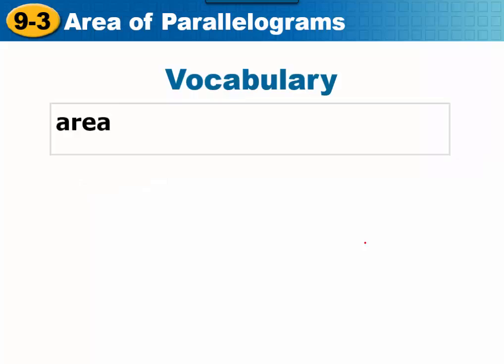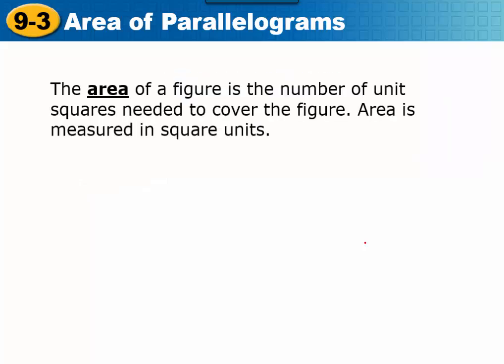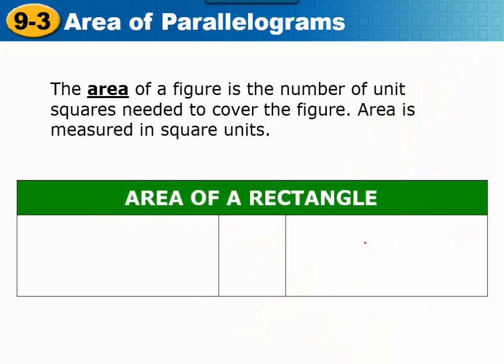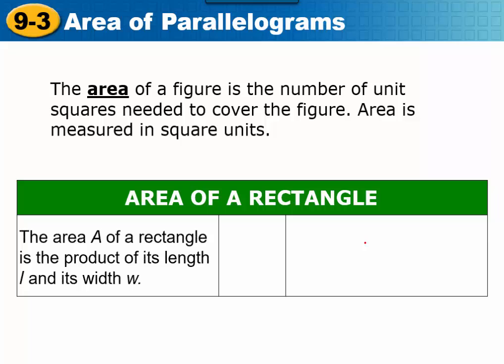So let's first off define area. What is it? Well, area of a figure is the number of unit squares needed to cover the figure. Area is measured in square units. So when we look at area, first looking at area of a rectangle, the area A of a rectangle is the product, or we're going to multiply, of its length and its width, or sometimes we call it base and height.